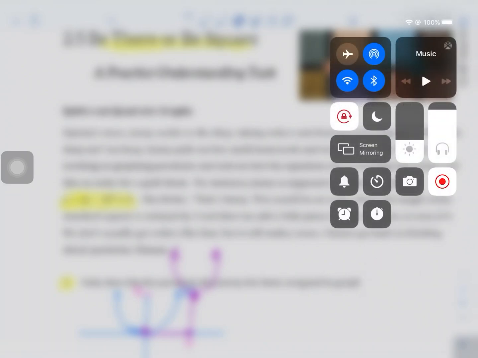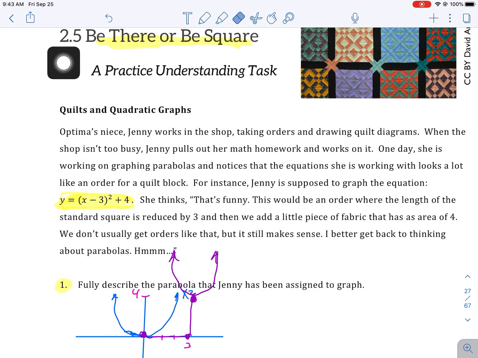Welcome. We're looking at 2.5, B there, B squared. It's about modeling perfect squares. This will be the first of two videos. This video will be all about the modeling that you'll do, area models, as well as some of the graphing that you do. And then the next one will be the pure algebra part.